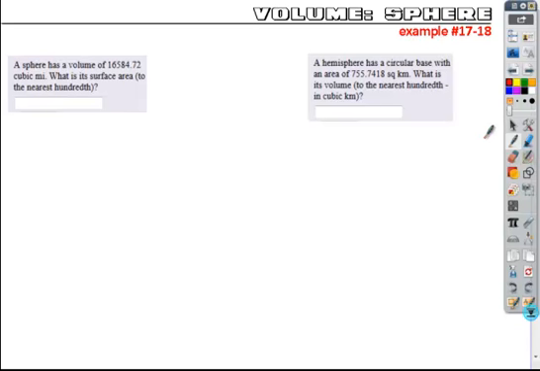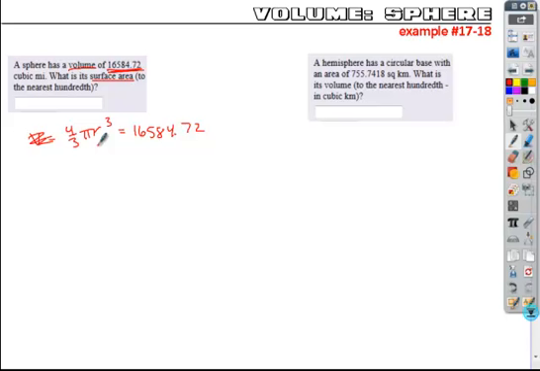In this first one, you're told that this sphere has a given volume, but you want to find its surface area. So the first thing that we would do is use the volume formula, 4/3 pi r cubed. Set that equal to the measure they tell you, 16,584.72, and solve for r.